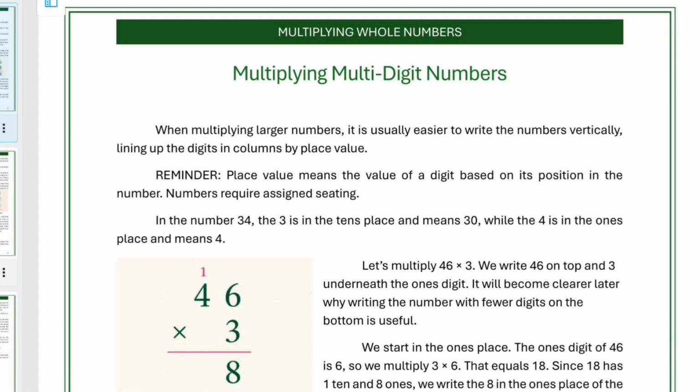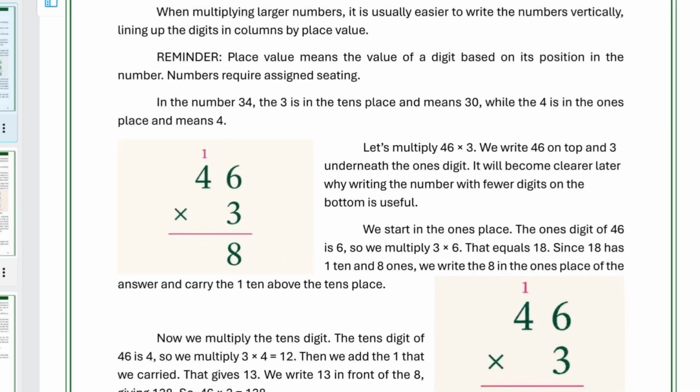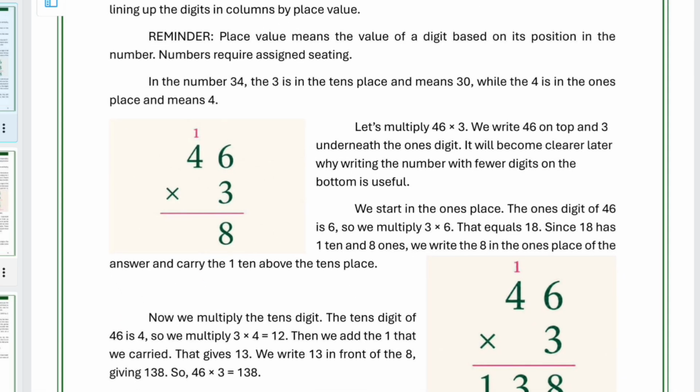Multiplying multi-digit numbers. When multiplying larger numbers, it is usually easier to write the numbers vertically, lining up the digits in columns by place value. As a reminder, place value means the value of a digit based on its position in the number. Numbers require assigned seating. In the number 34, the 3 is in the tens place and means 30, while the 4 is in the ones place and means 4.